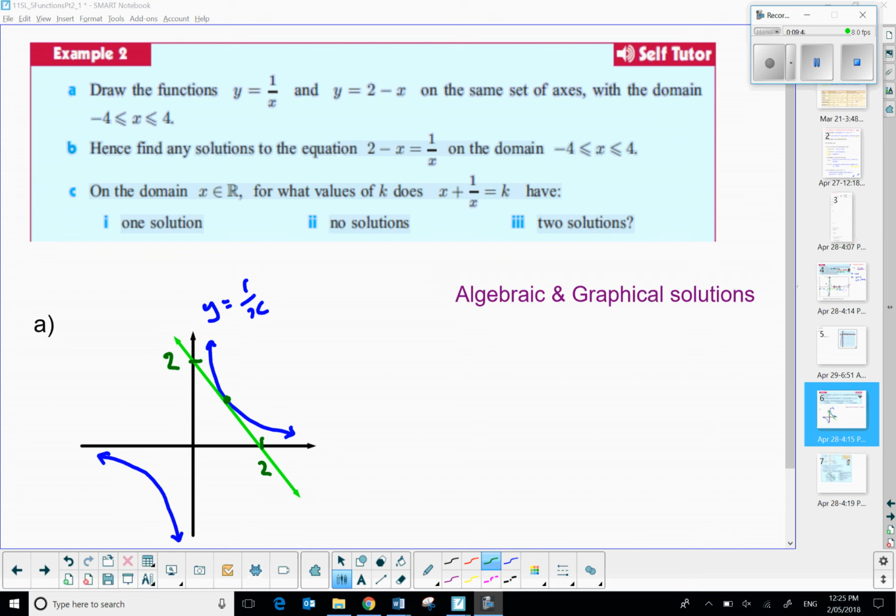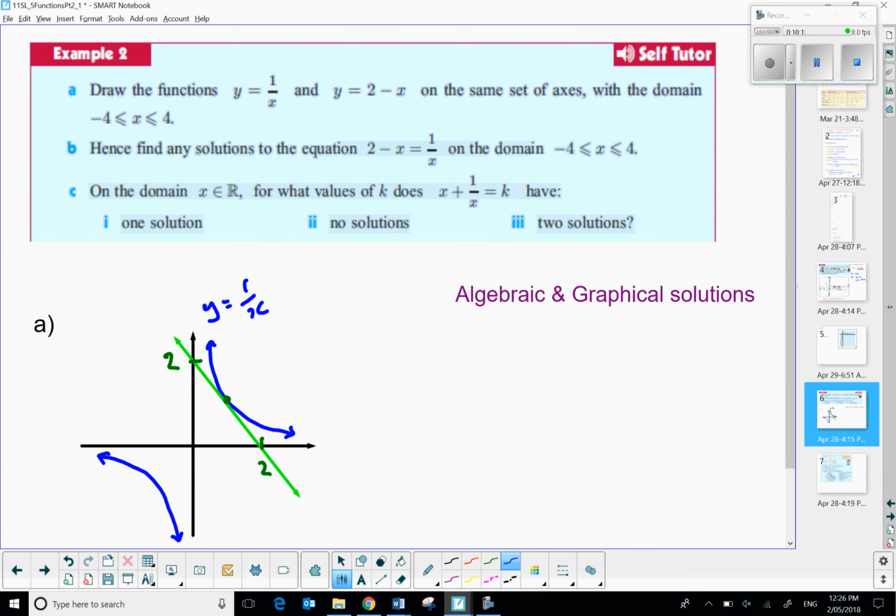Okay, so I've drawn that in, and when we sketch that in, you find that this line has a slope of -1, intercept at 2, and we're going to find it touches at 1 point. So when it asks you then in part B to find any solutions, we're looking for the points of intersection, and you can either do it graphically and find there is that one point of intersection. Otherwise, we can do it algebraically.